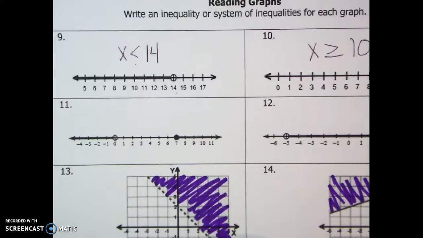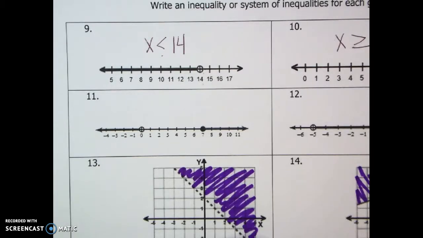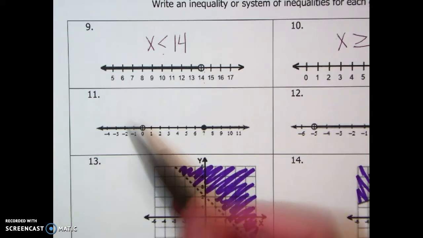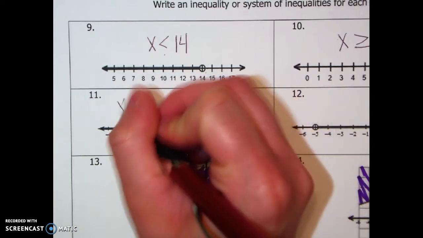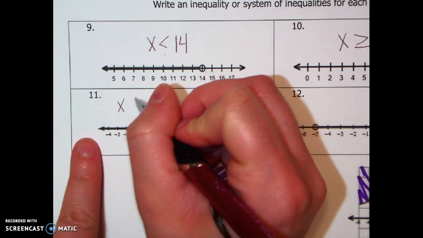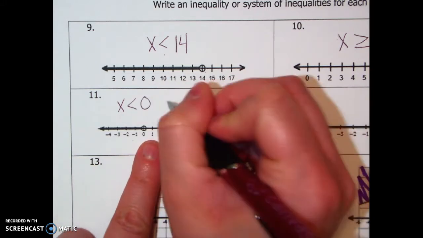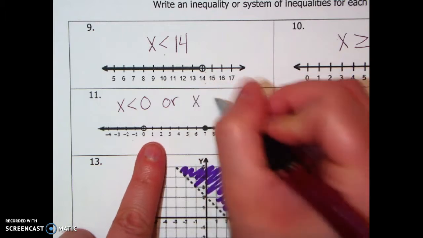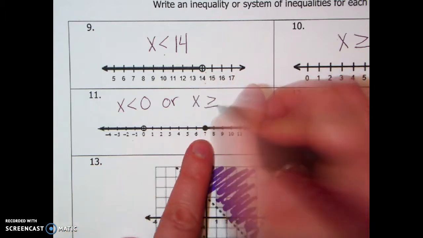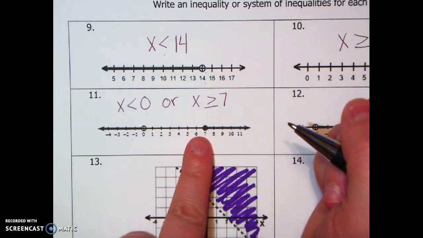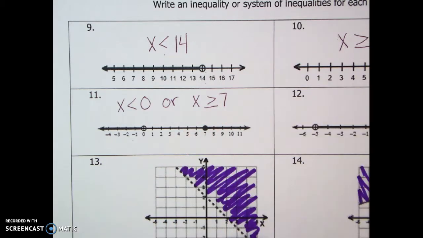Okay, number 11, they're going away from each other, so this is an or. So basically you're doing 2 of these and putting an or between them. So for the left one, it's x, and it's going left, so that's less than 0, or x is greater than or equal to 7. Make sure you have that line under there because the circle is filled in.